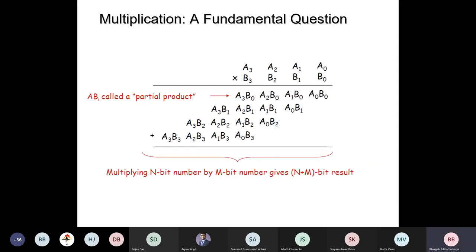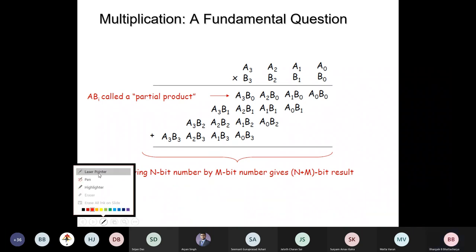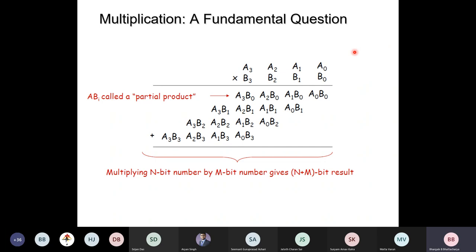Okay, so let us forget about hardware and multiplication and so forth. Let me ask you a fundamental question regarding multiplication. You are given two n-bit numbers. Here you are given two 4-bit numbers, for example, A0 to A3 and B0 to B3. And the fundamental question is, what is the complexity of multiplication?